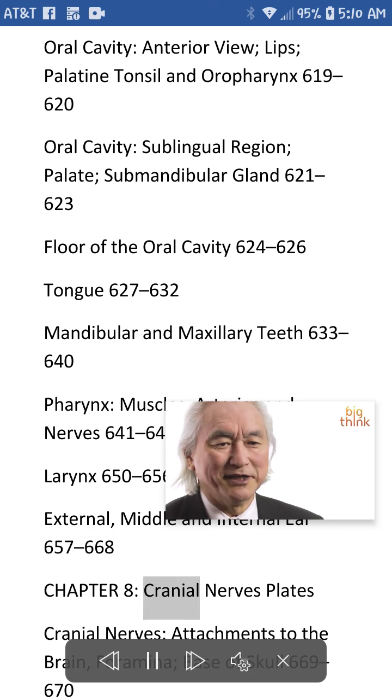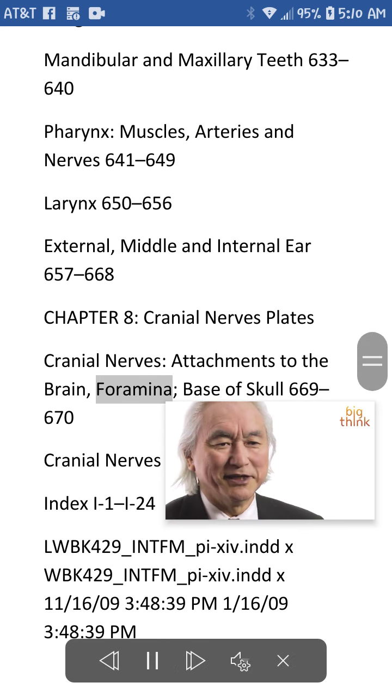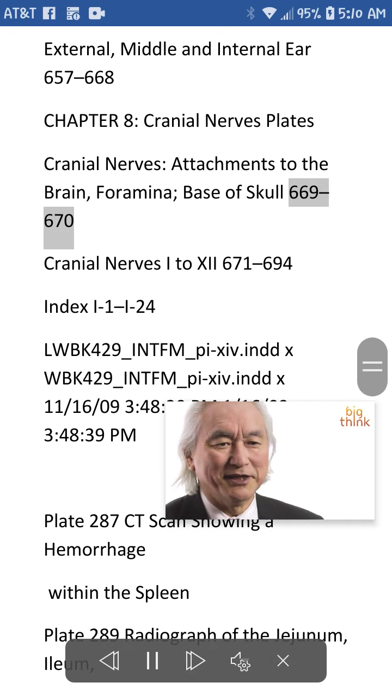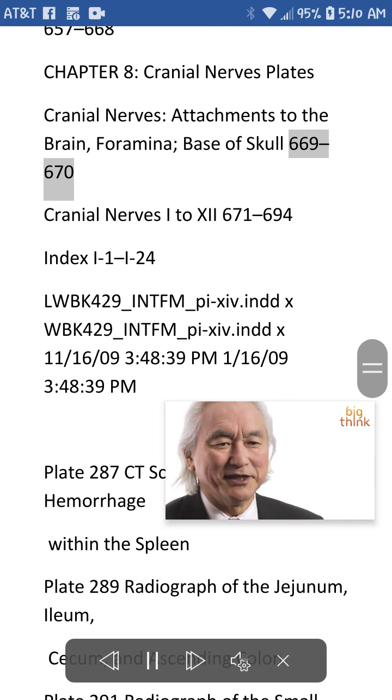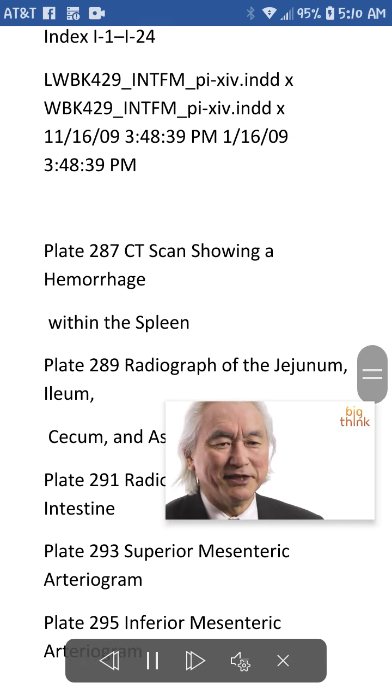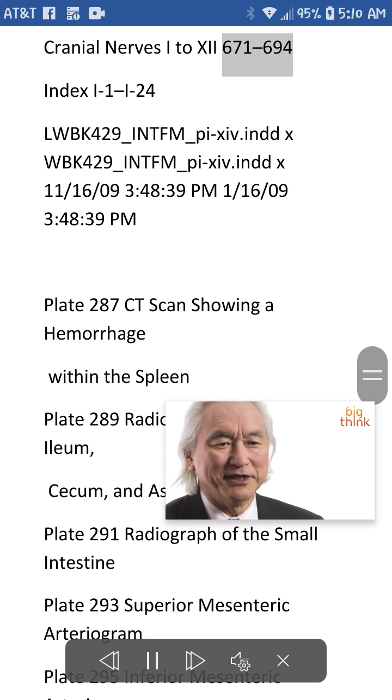Chapter 8, Cranial nerves, plates. Cranial nerves, attachments to the brain, foramina, base of skull, 669 to 670. Cranial nerves 1 to 12, 671 to 694. Index.